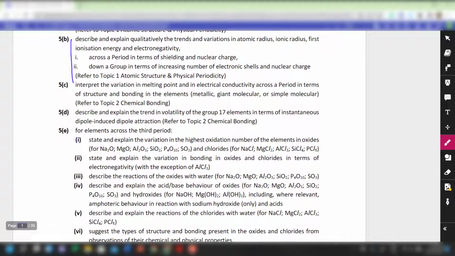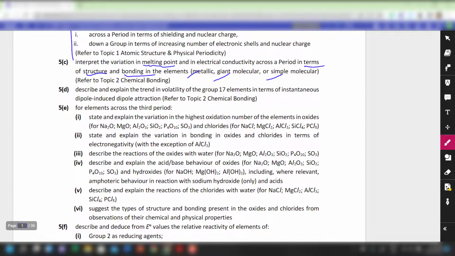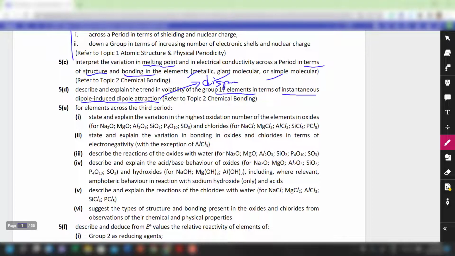Okay, 5C interprets the variation in melting points. Okay, so I think this is something which you should be quite happy with, because when you look at melting points, electrical conductivity, and then you need to explain in terms of structure and bonding, so you know that we are really looking at the topic on chemical bonding. Okay, so definitely terms such as metallic, giant molecular, or simple molecular structure should come into play. 5D, describe and explain the trend in volatility of the group 17 elements in terms of instantaneous dipole-induced dipole interaction. Essentially, this is similar to dispersion forces, which you are familiar with from the topic on chemical bonding.